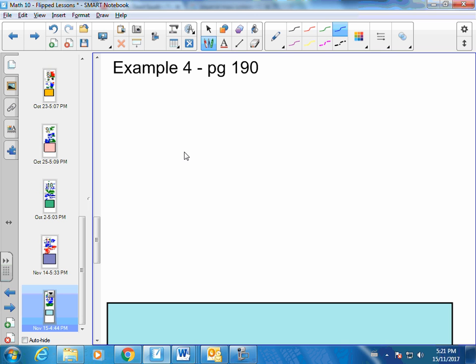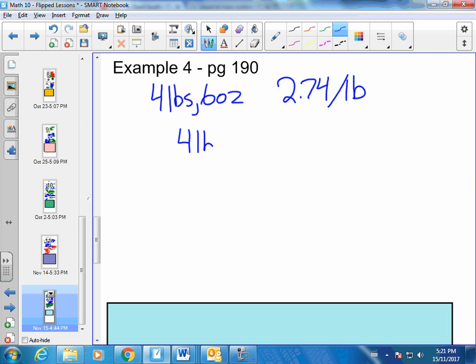So what we have here is a girl named Valerie who bought 4 pounds and 6 ounces of steak at $2.74 per pound. Okay. After removing the excess fat, so she trimmed it all off, all she was left with was 4 pounds of meat. What she wants to know is what was her true cost per pound. Okay. There's something a little bit funky going on with this question you have to be aware of.